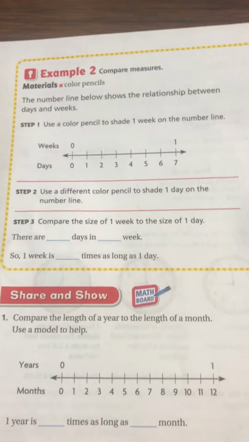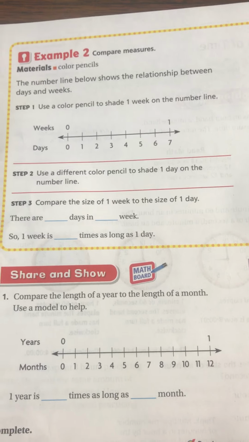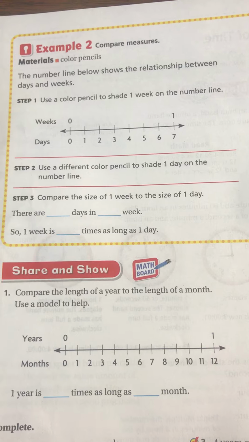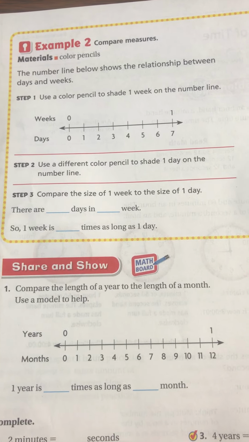Okay, so now let's flip a page over and look at the second example. In the second example, it says that we want to compare measures, and it says that the number line below shows the relationship between days and weeks. It says use a color pencil to shade 1 week on the number line.